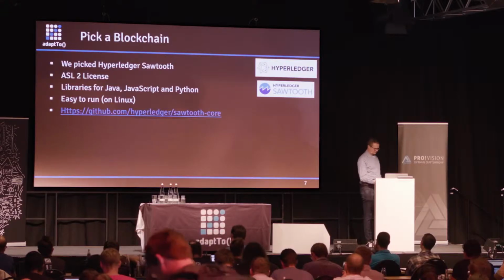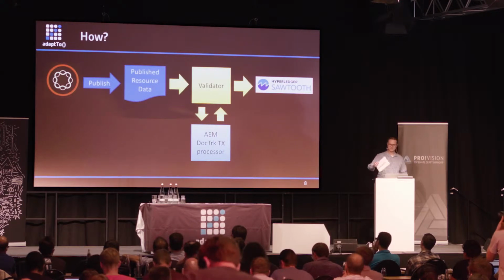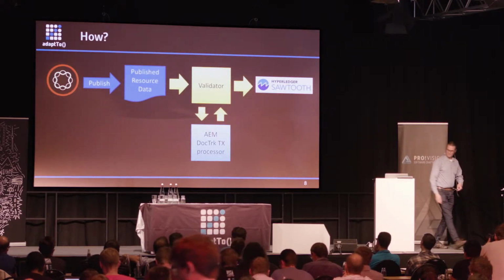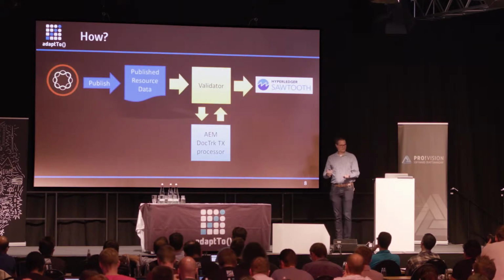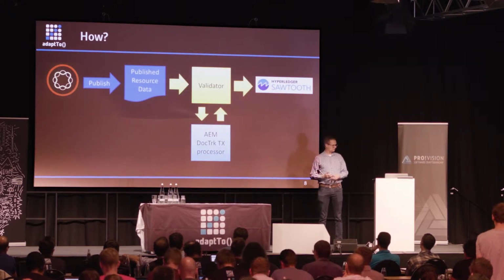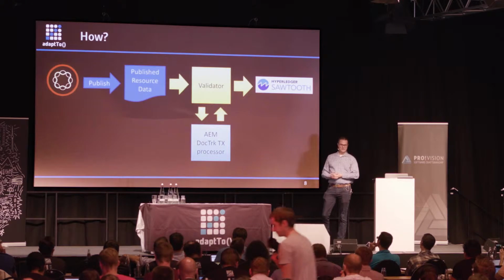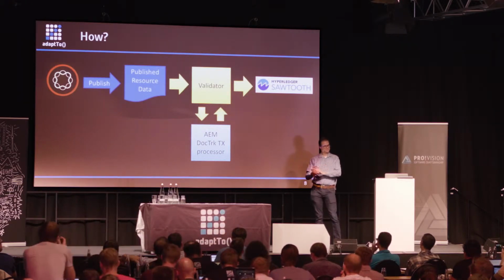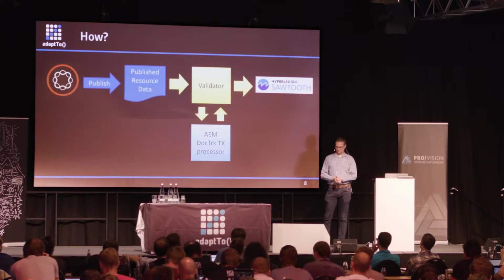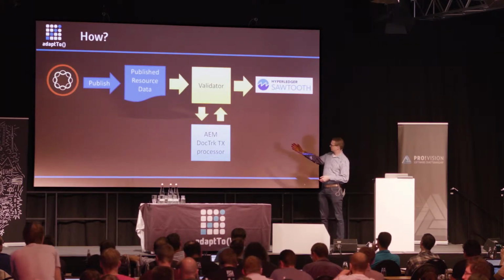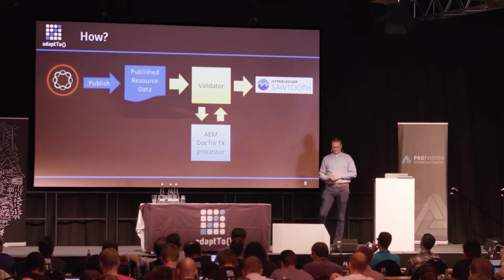So what is the integration that we did? It's pretty simple. In AEM, you can publish a page, and you can either do this manually or you can do it on a schedule. But when the page is published, you can get the published resource data and submit that. You basically grab it. You submit that to a validator that is part of Hyperledger. And the other thing that we had was we have a custom AEM doc track transaction processor that understands the data and can validate it. You can say, okay, yeah, this is the right data. You can put it in the blockchain.